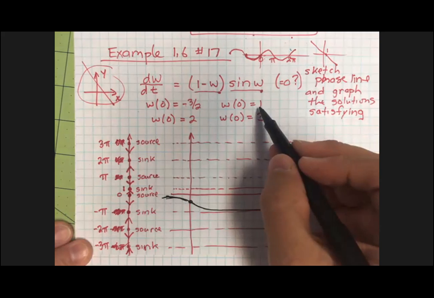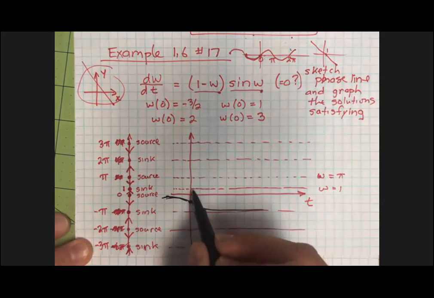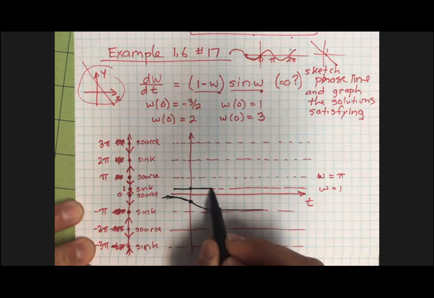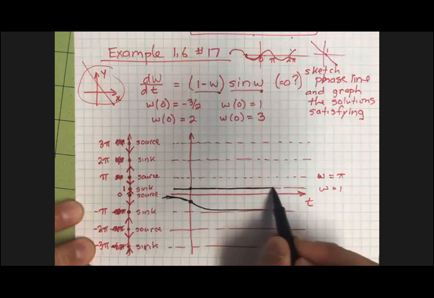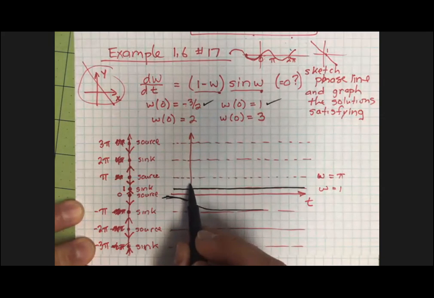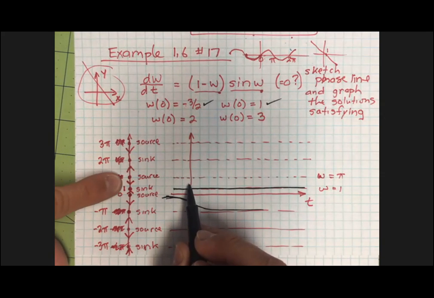What about W of 0 starting at 1? If you're starting at 1, well, that's a freebie. Start at 1, you always stay at 1. 1 is an equilibrium solution. What about 2? 2 is in here, and that's a band of downness.